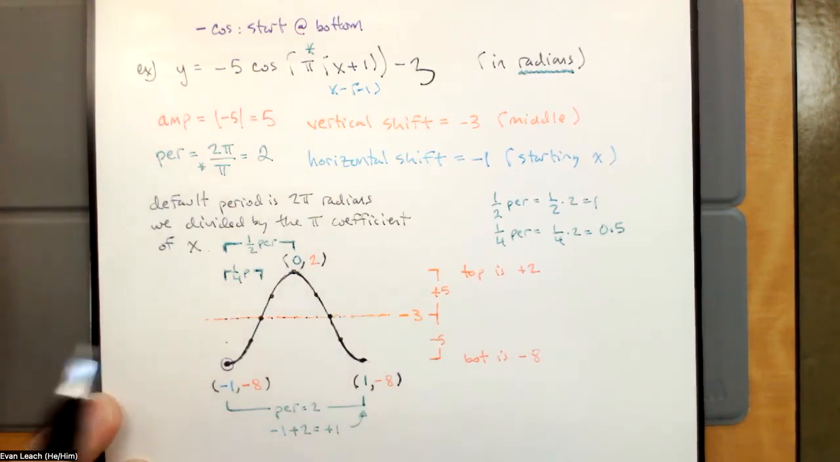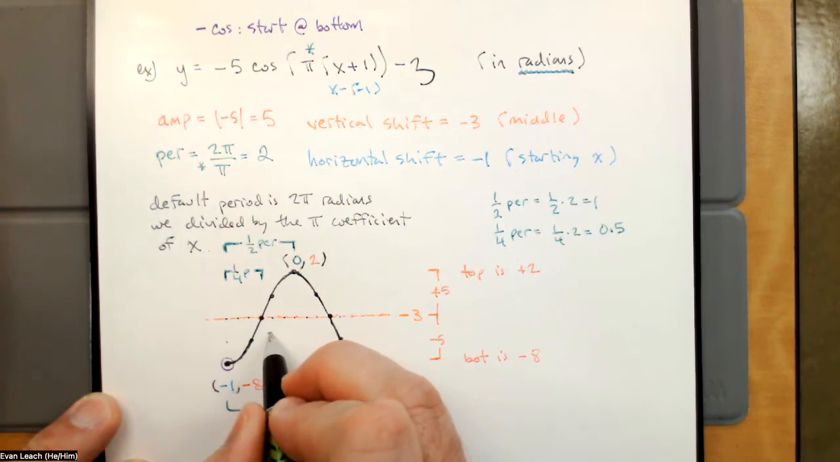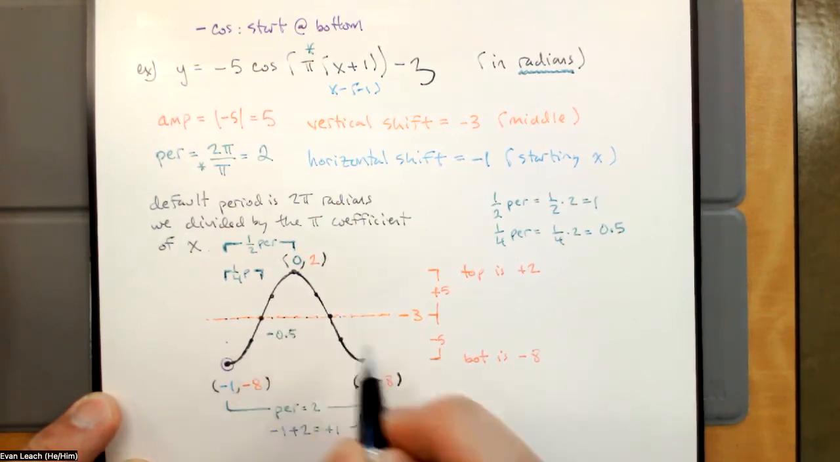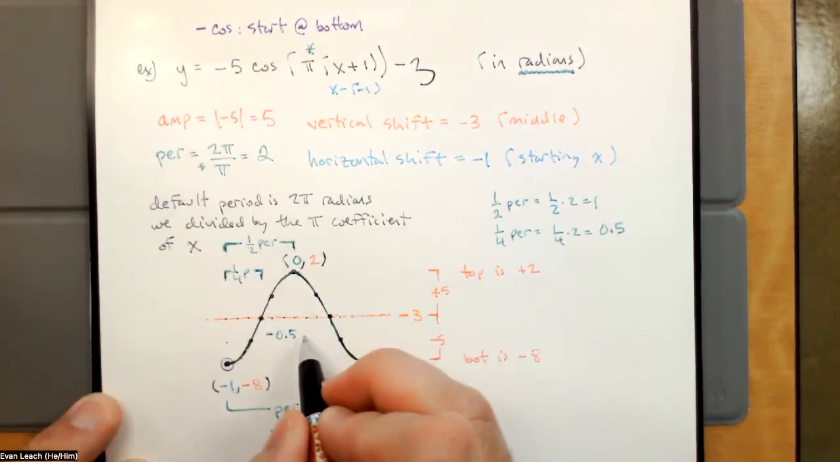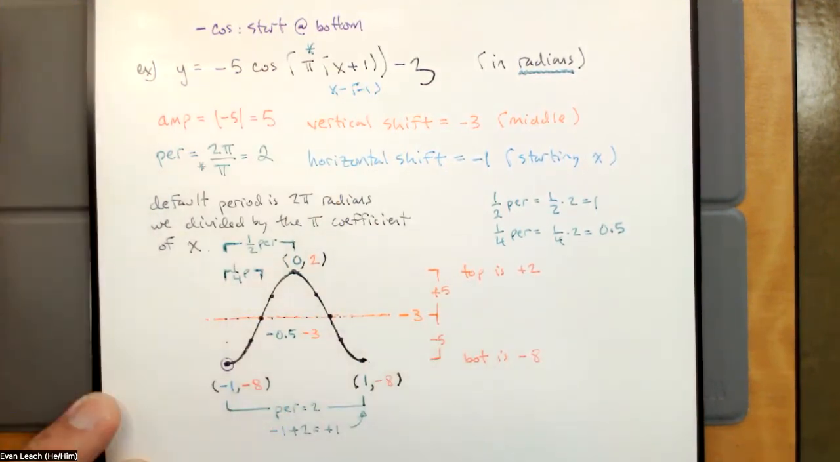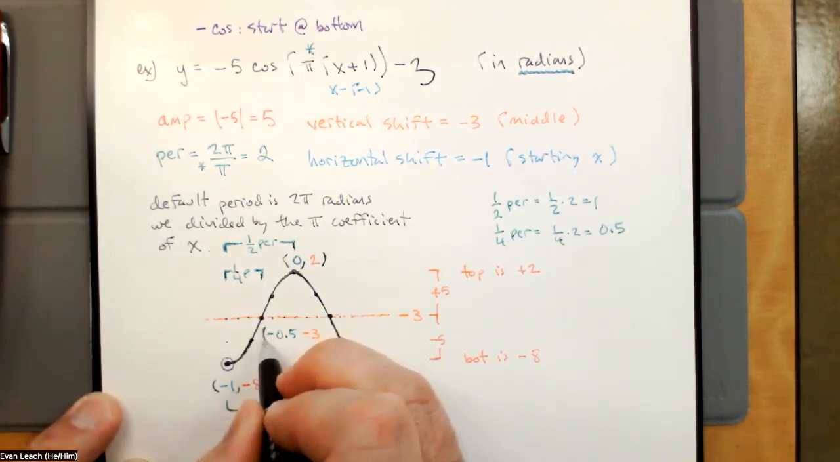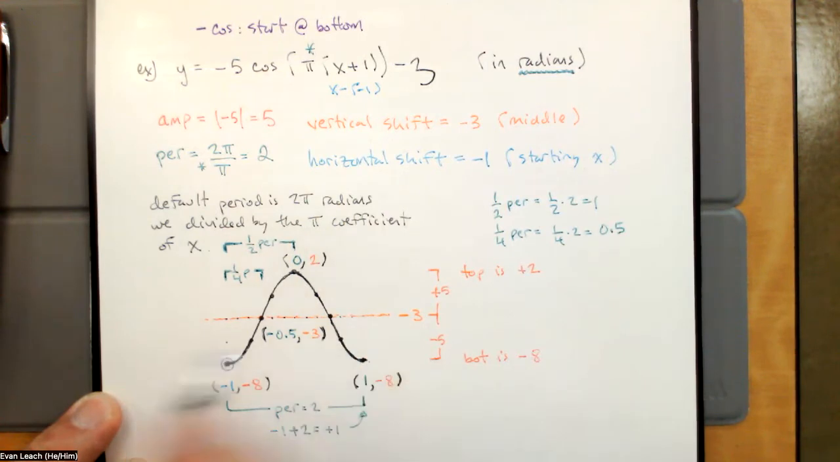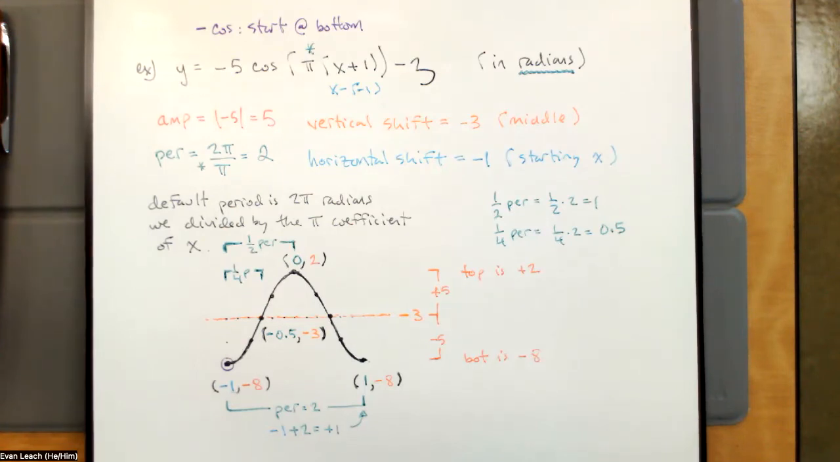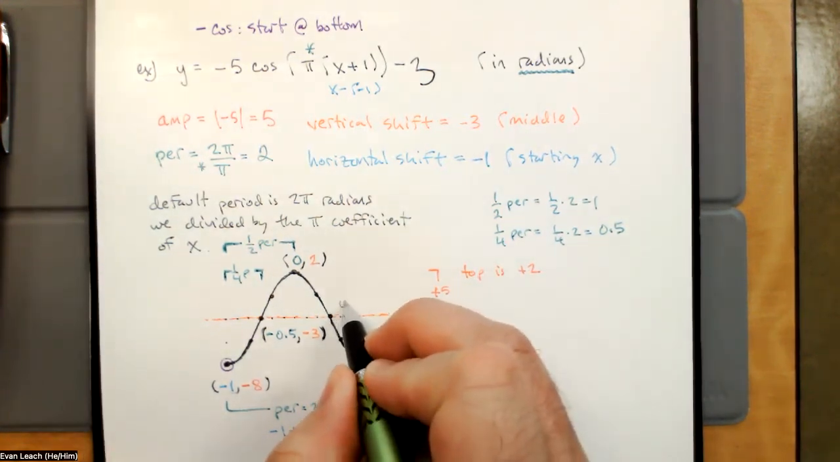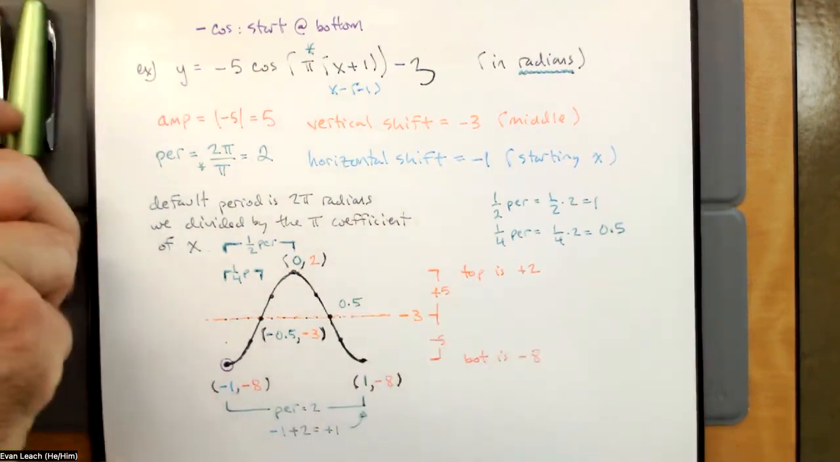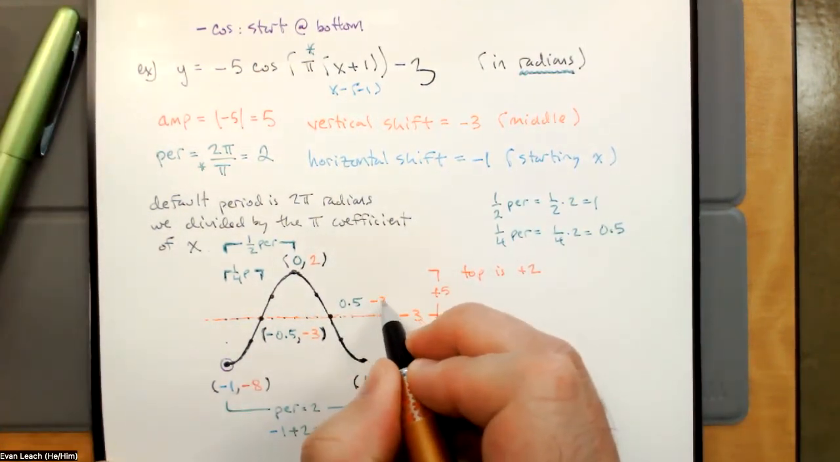So -1 plus 1/2 is -1/2. And all the middle points are at -3. Each quarter period step is a 1/2. So from -1 to -1/2 to 0. The next one will be at +1/2. The next middle will be at +1/2 and still -3.